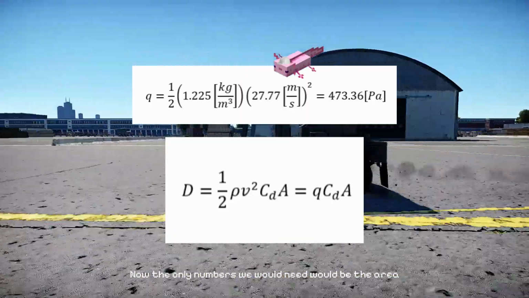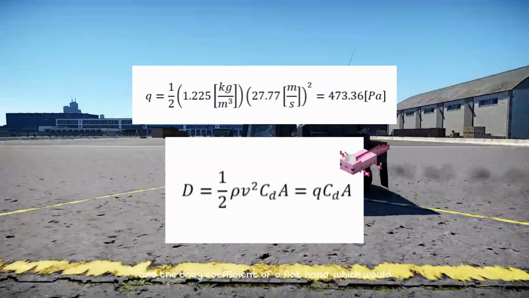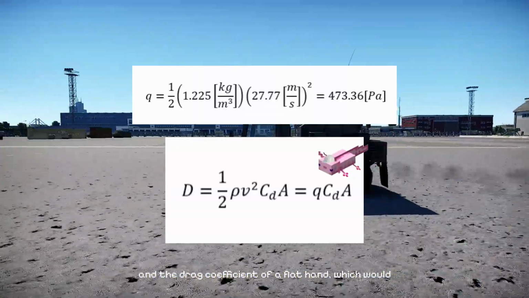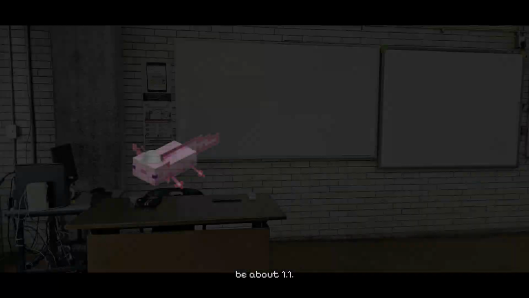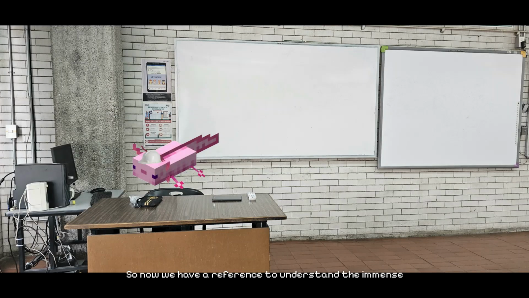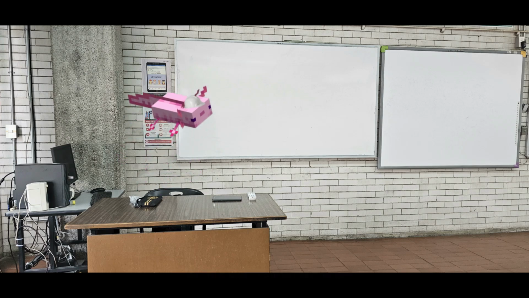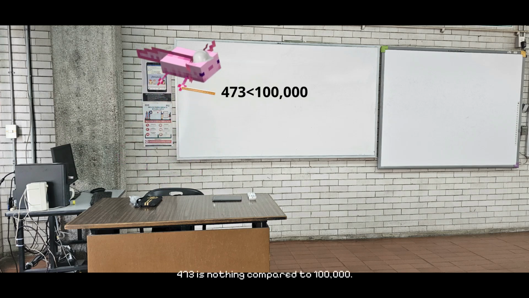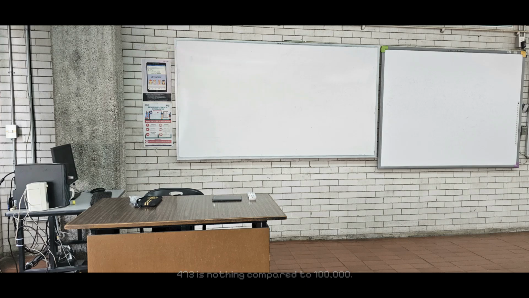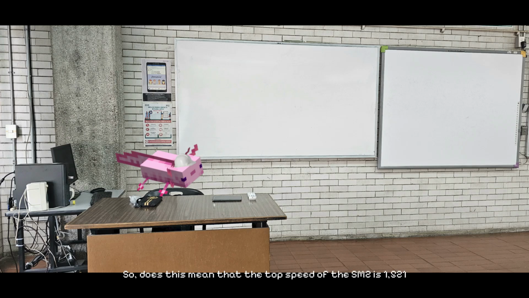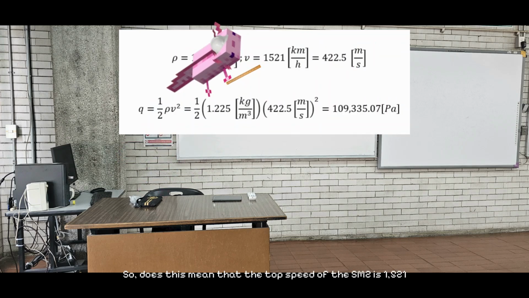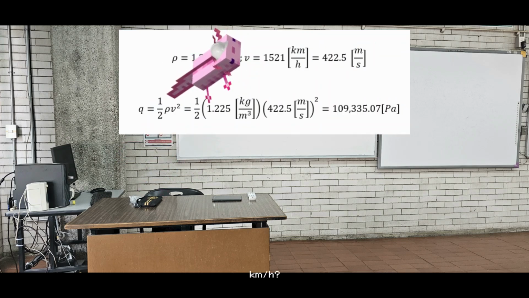Now the only numbers we would need would be the area of your hand and the drag coefficient of a flat hand, which would be about 1.1. So now we have a reference to understand the immense force that SM2 was experiencing. 473 is nothing compared to 100,000. So, does this mean that the top speed of the SM2 is 1,521 kilometers per hour?